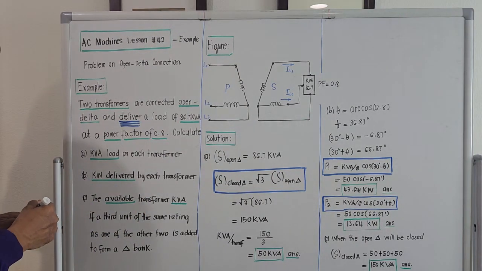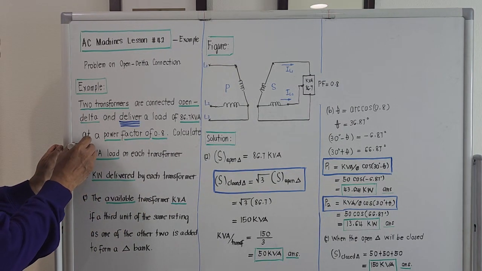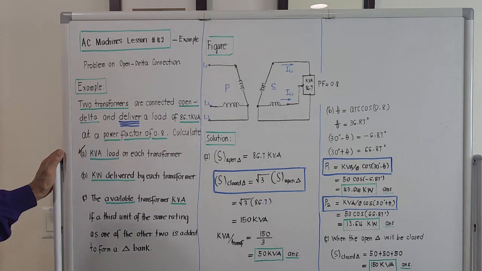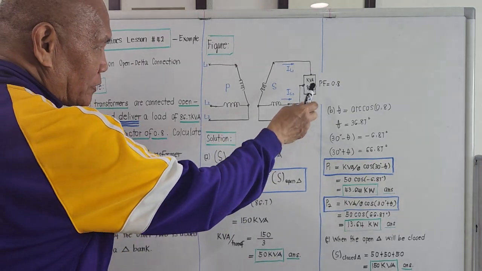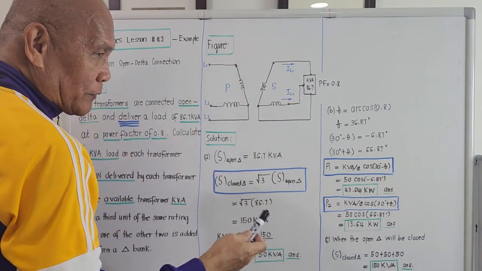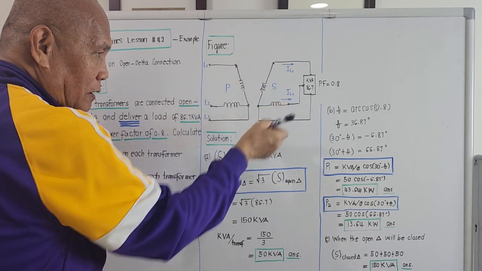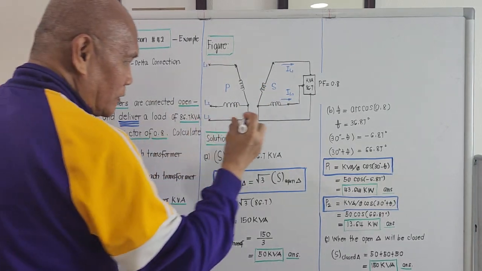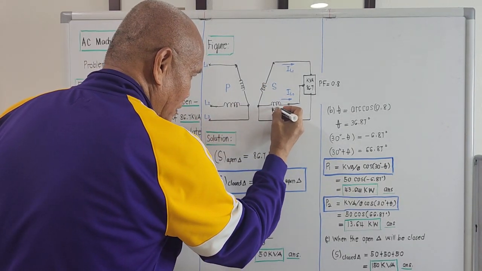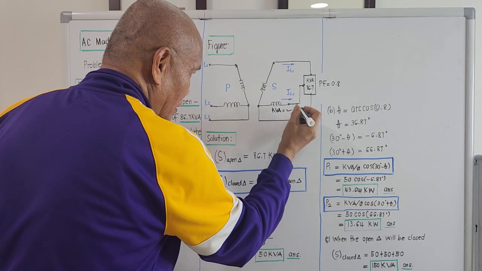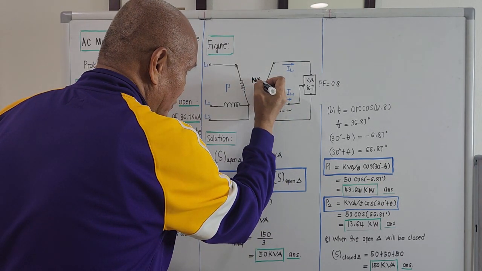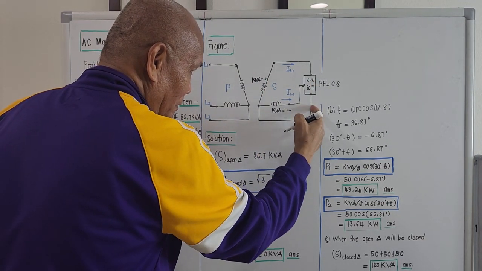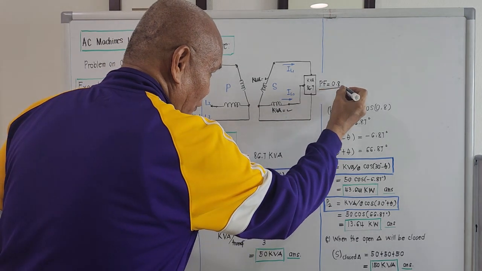Calculate. There are three requirements. The kVA load on each transformer. If the total power delivered is 86.7 kVA and they are connected open delta, what will be the kVA load of each winding? The problem is asking what will be the kVA here, and what will be the kVA here, for a total load of 86.7 kVA at a power factor of 0.8.